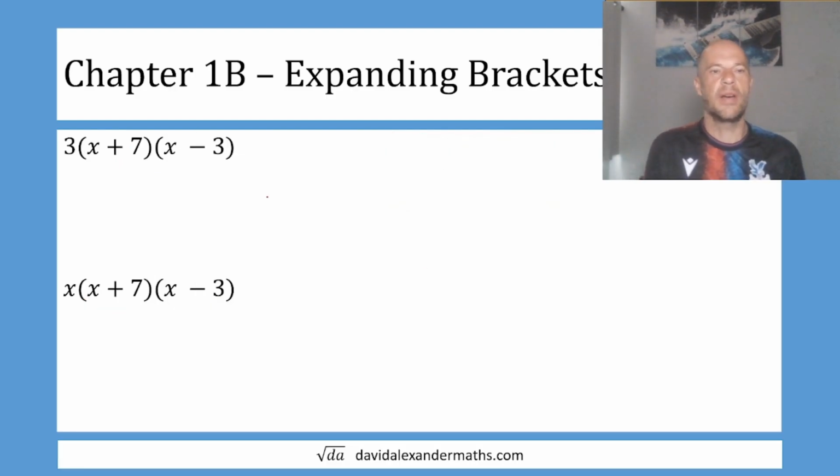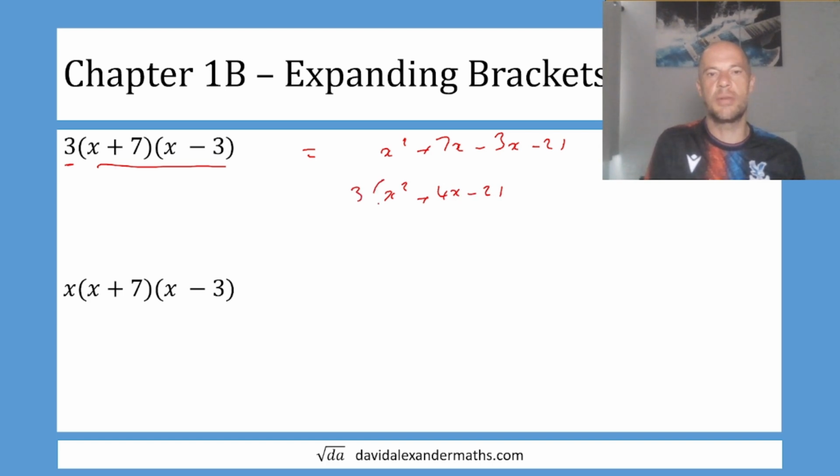Okay, here the only complication is there is also a number, so I'd ignore the number for now. Let's just expand these two brackets. So that is going to be x squared on the inside, 7x on the outside, minus 3x, minus 21. So that is x squared plus 4x minus 21. And now we just need to triple everything. So that is going to be 3x squared plus 12x minus 63.